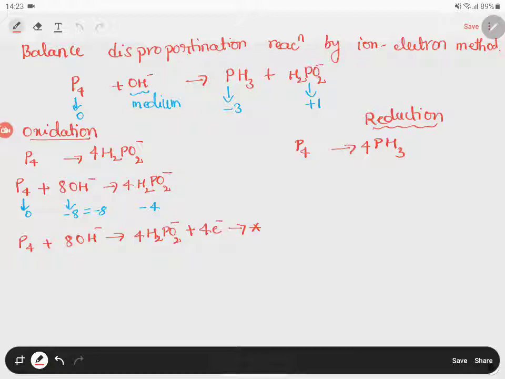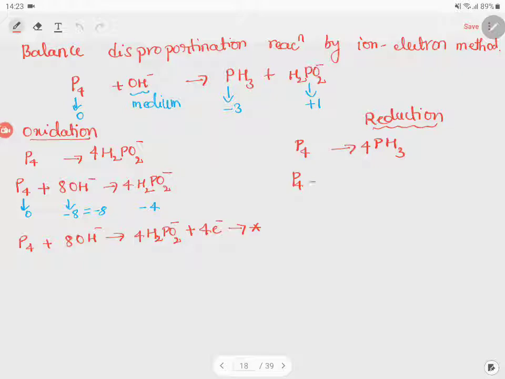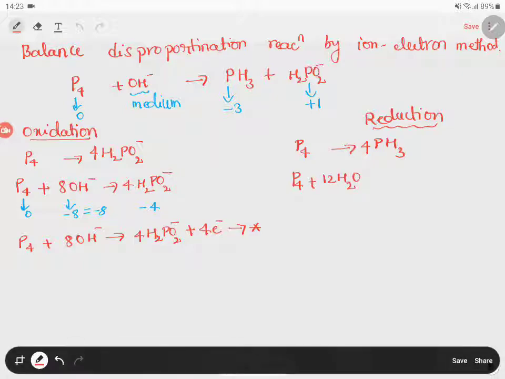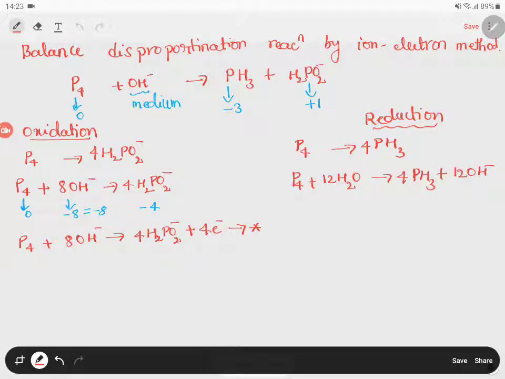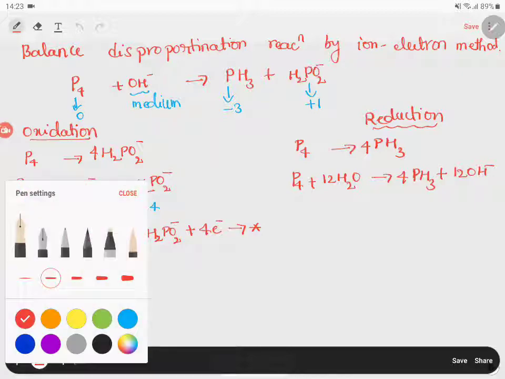4 3s are 12 hydrogen atoms are less. Therefore, I'll add P4 plus 12H2O, because that many hydrogen atoms are less, giving 4PH3, same number of OH minus, that is 12 OH minus. Otherwise the equation will not get balanced, because when you add OH minus, again hydrogen and oxygens are coming up. So I have to get only 12, so I have just taken the double of it. So very simple. Now let's move on to the charges.